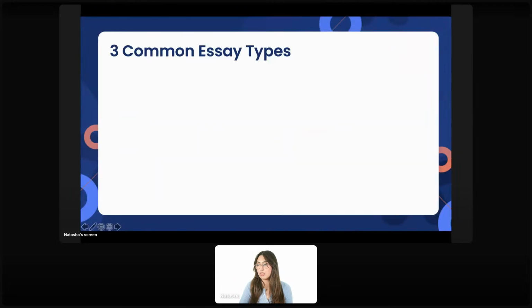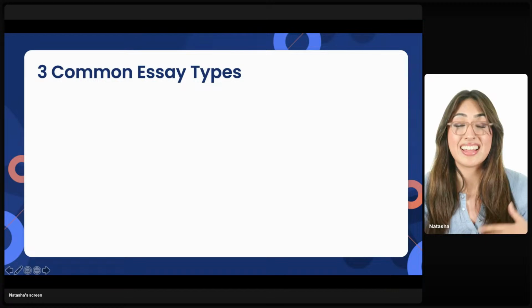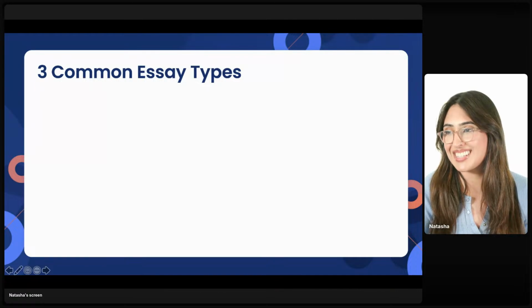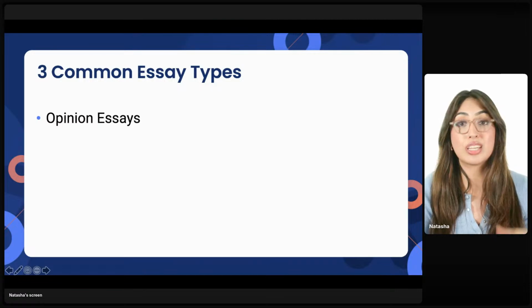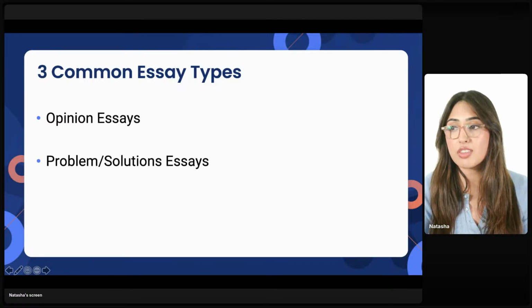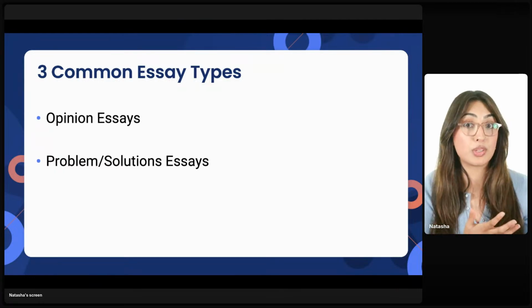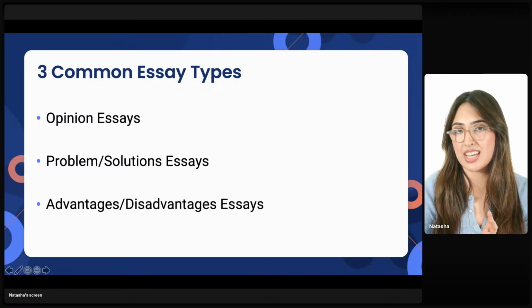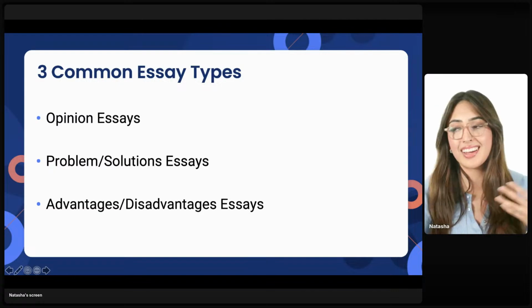Before we move on to number 2, it's important that you know 3 common essay types. These essay types might come up in an English test or maybe an English assignment. So it's great for you to know these common essay types. One is opinion essays. That's where you're asked to give an opinion about an issue. Another one is problem or solution essays, where you have to identify a problem and then come up with a solution for that problem. And then also advantages, disadvantages essays. That is where you need to look at both sides of a topic, both the positives and the negatives.